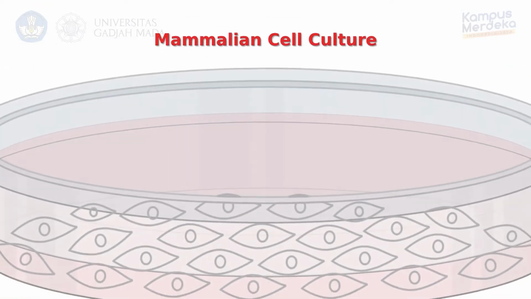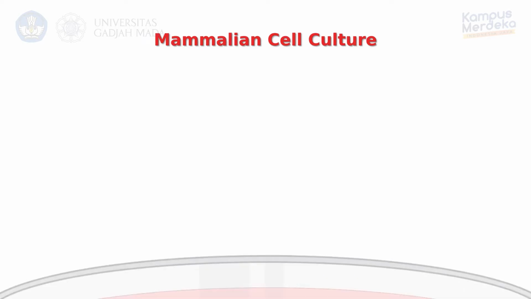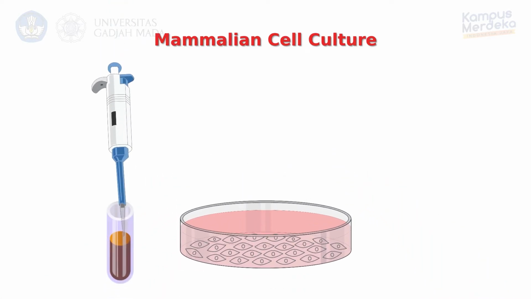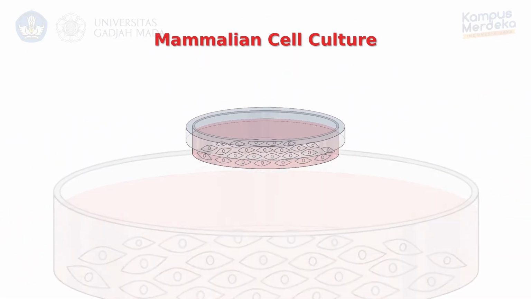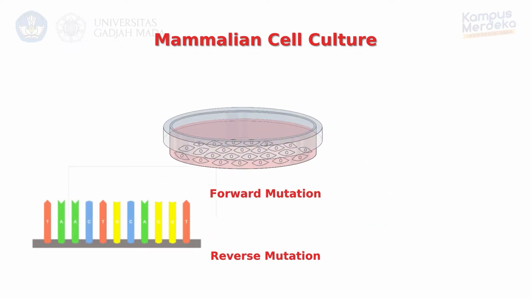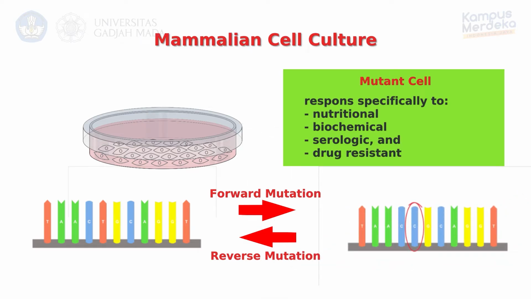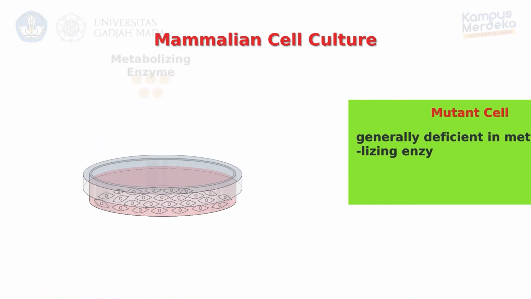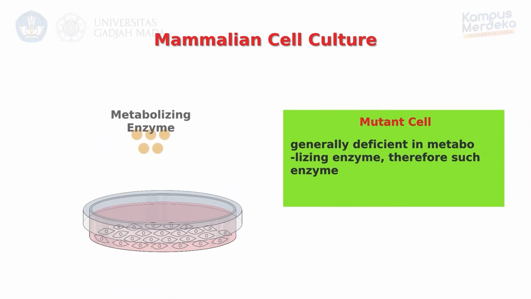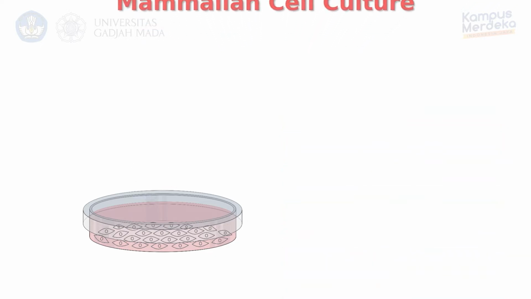Another in vitro system for mutagenicity test is using mammalian cell in culture. After perturbating mammalian cells with toxicant, forward and reverse mutation may occur in cells. The mutants respond selectively to nutritional, biochemical, serologic, and drug-resistant growth manipulation. These mammal cell lines are generally deficient in metabolizing enzyme. Therefore, such enzyme systems are often added.